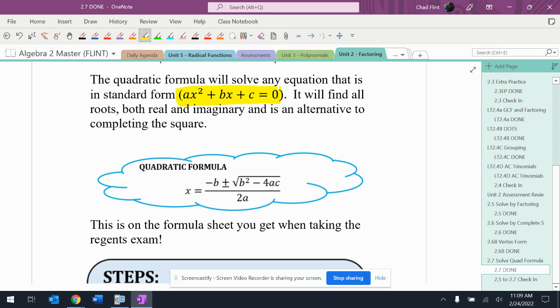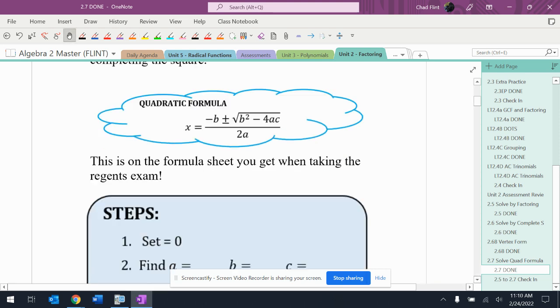All right, the a is in front of the x squared, the b is in front of the x, the c is the number by itself. They can be negative, so we have to pay attention to it. All right, it's going to find roots, it's going to find imaginary things, it's going to find everything. All right, and it's an alternative to completing the square.